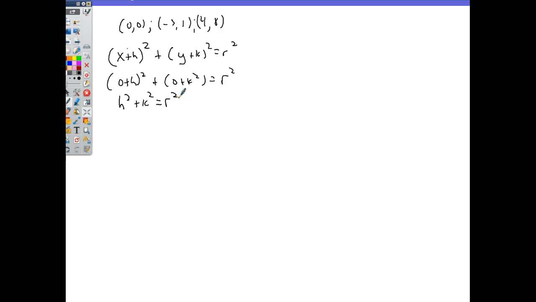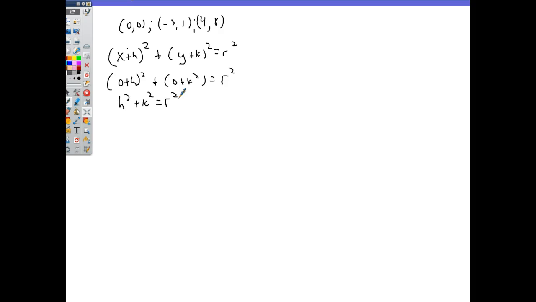How many unknowns do I have there? 3 unknowns. Now, if I have 3 unknowns, how many equations do I need to solve that? 3 equations, 3 unknowns, right? So if you can write me 2 more equations, we got this done, right?